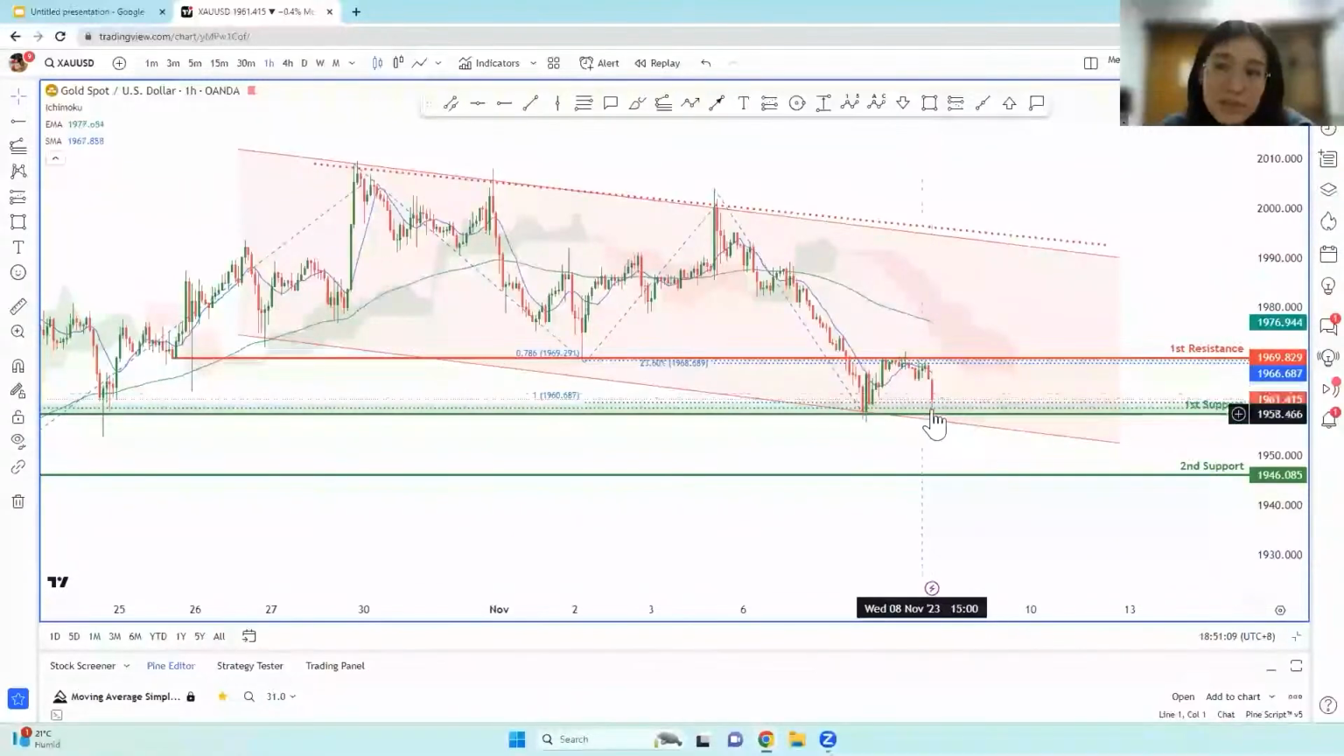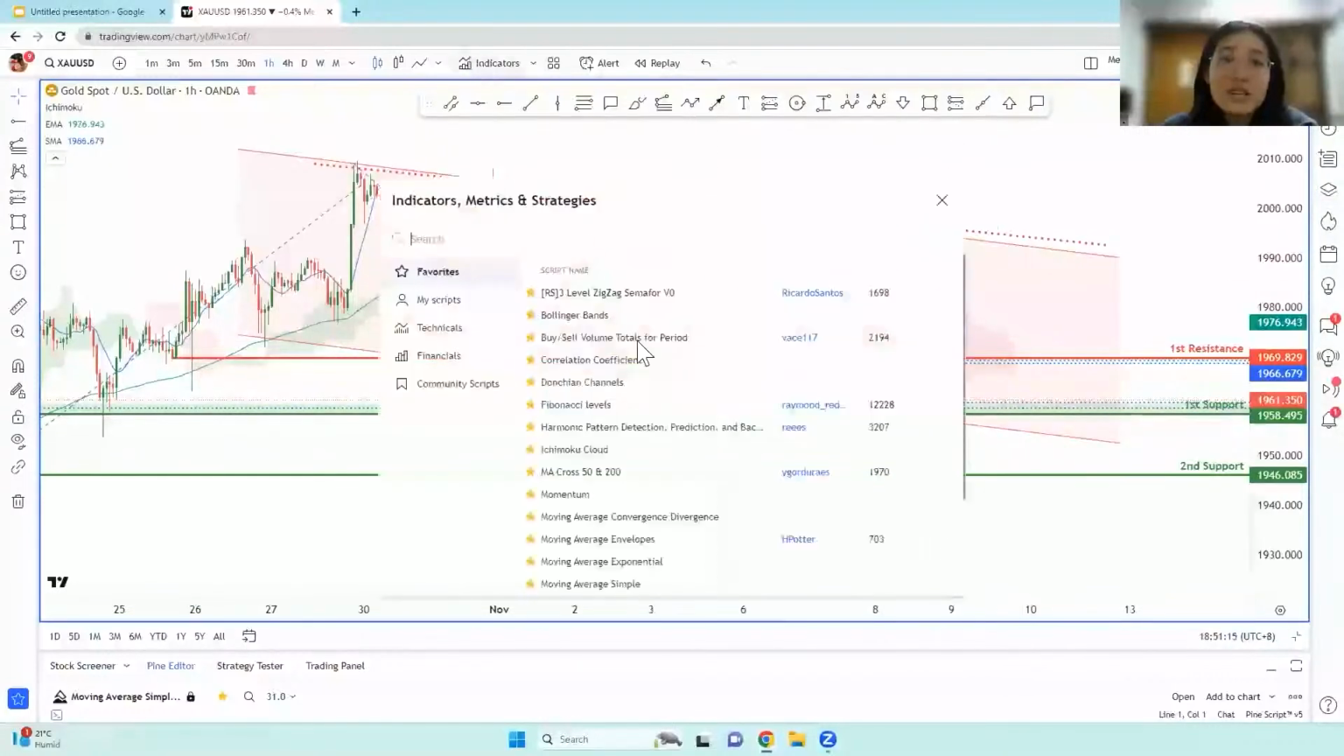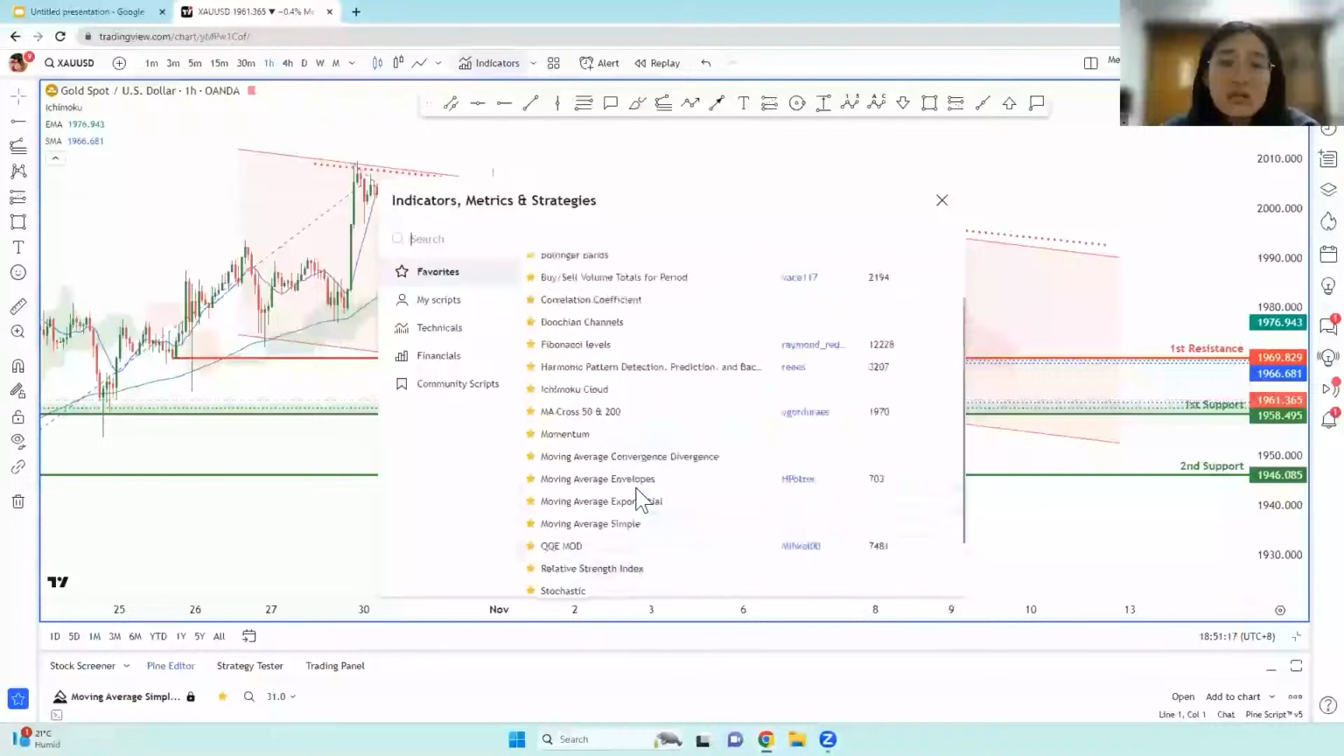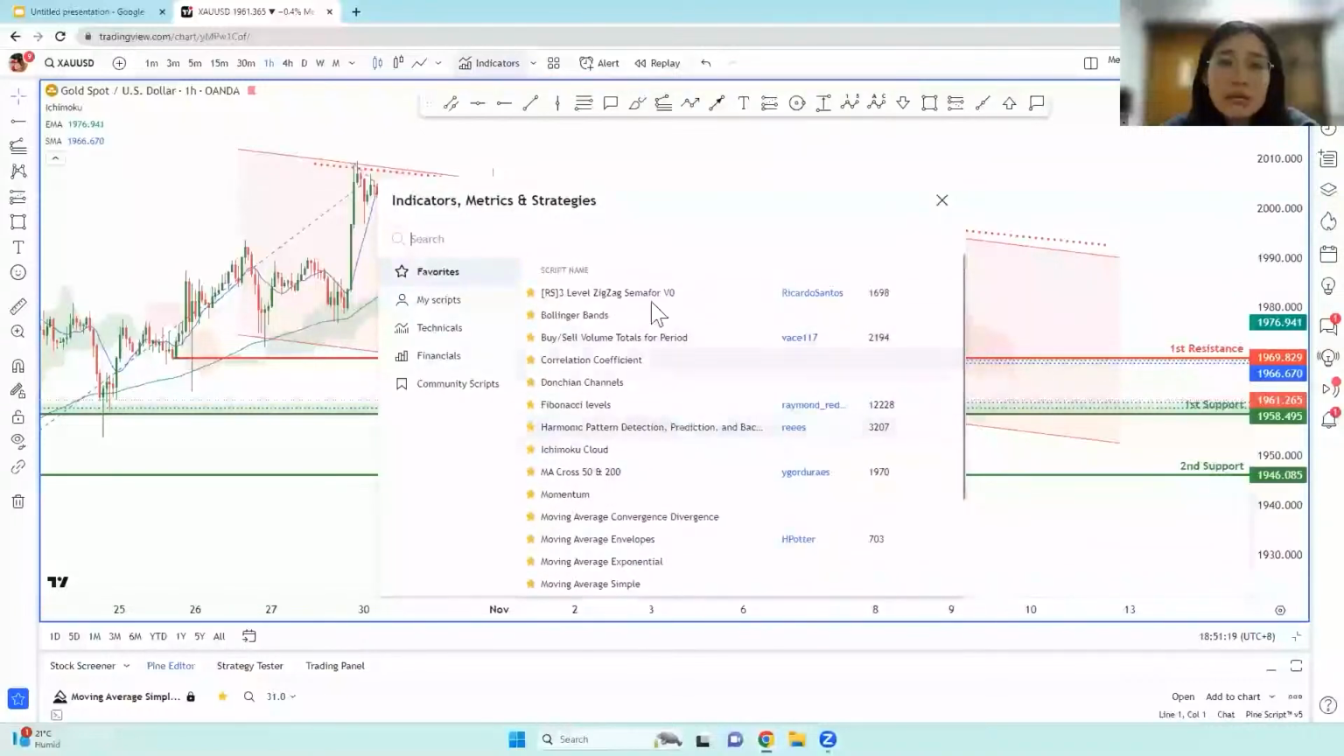But I will say that because there is a confluence area here at our first support, that's why you see price being attracted to this area. We could see a bit of resistance here and price reacting off of this area as well. Just keep that in mind.